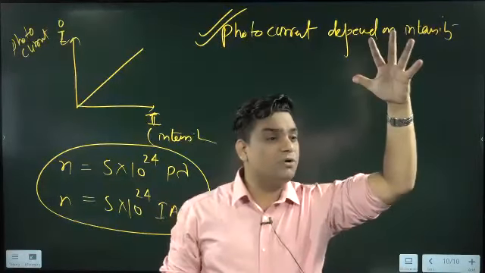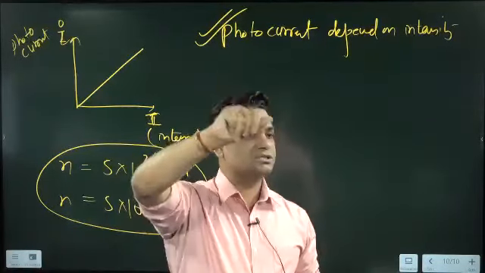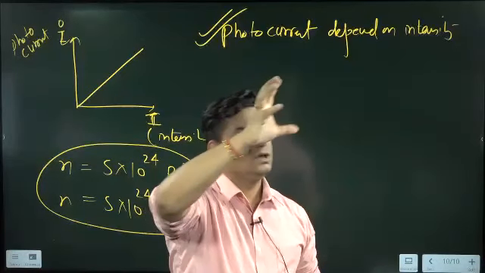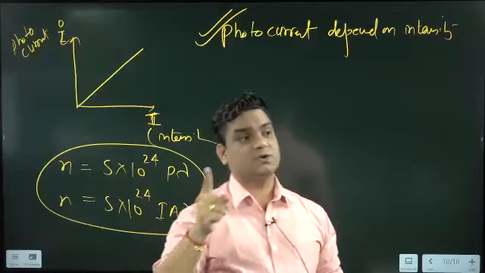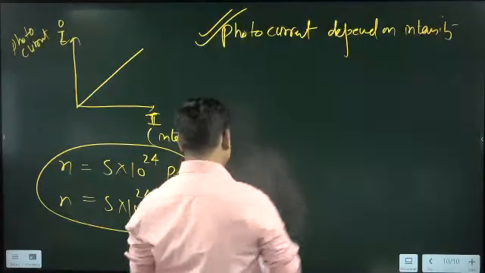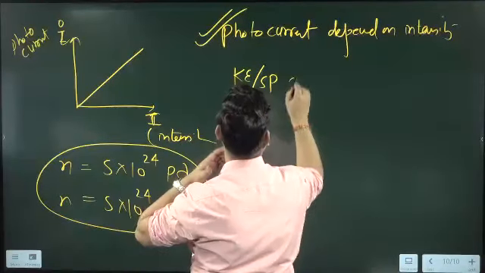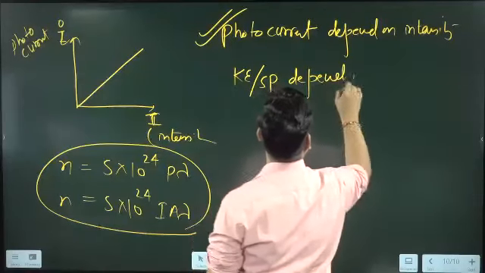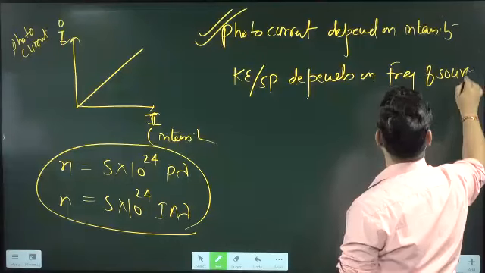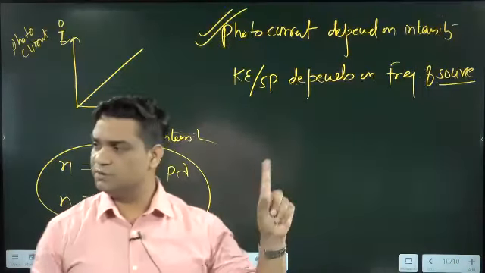Now what we can write here in this one, if source is having more frequency, means source is having more energy also. And if source is having more energy, ultimately what happens? More energy will be incident, so kinetic energy will be more, so stopping potential will be more. Means we can say that K and stopping potential depend on the frequency of the source. These are the two relations you need to remember here.